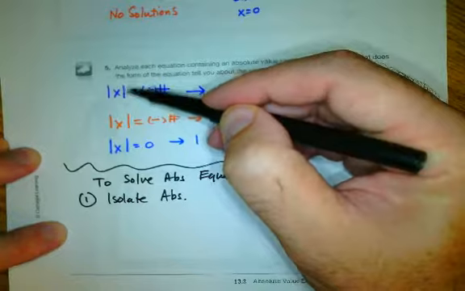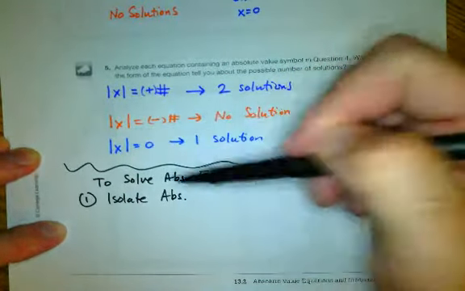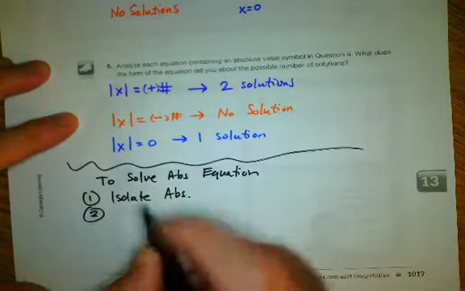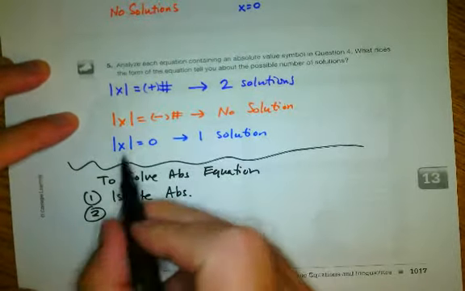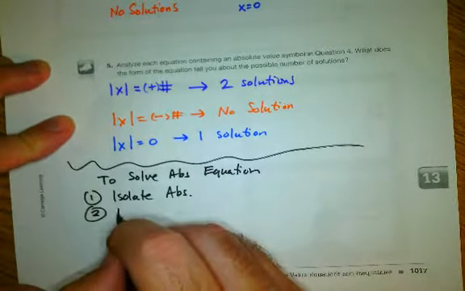Now, in all of these examples up here, the absolute value is already isolated. To isolate simply means to get it by itself. Sometimes that's already done. When it's already done, the second step is to write an equation. These are already equations, obviously, but we want to somehow remove the absolute value.